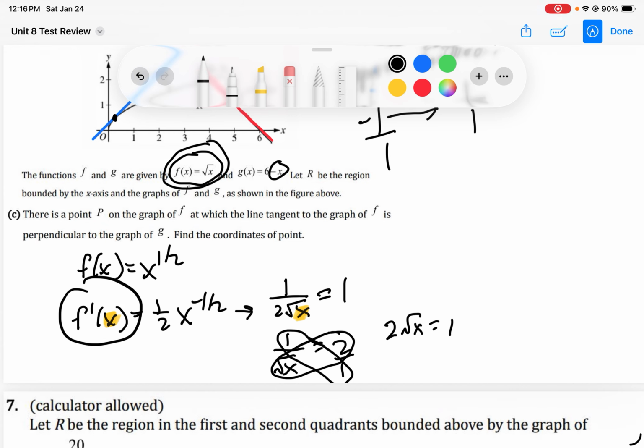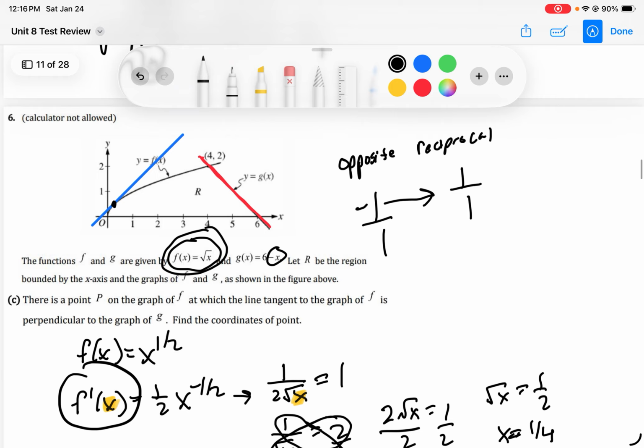I don't know what I'm doing right now. Divide by 2. Okay, this is working out. Square root of x is equal to 1/2. Square both sides, x is equal to 1/4. And that seems about right. Look at that. When we drew that, it looks like it'd be about 1/4.